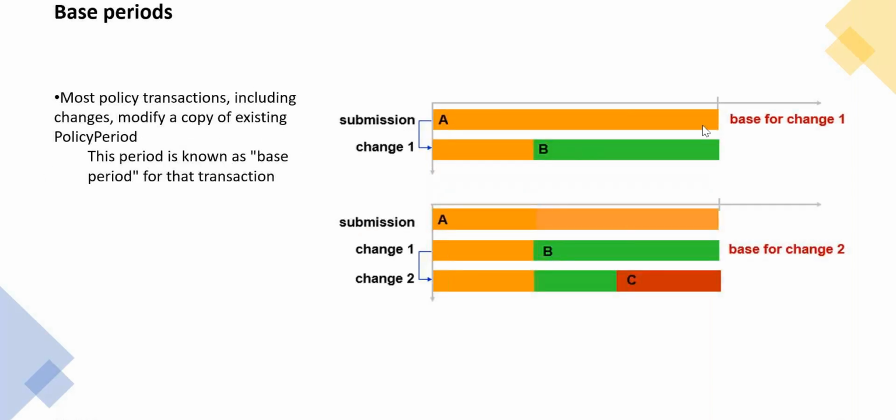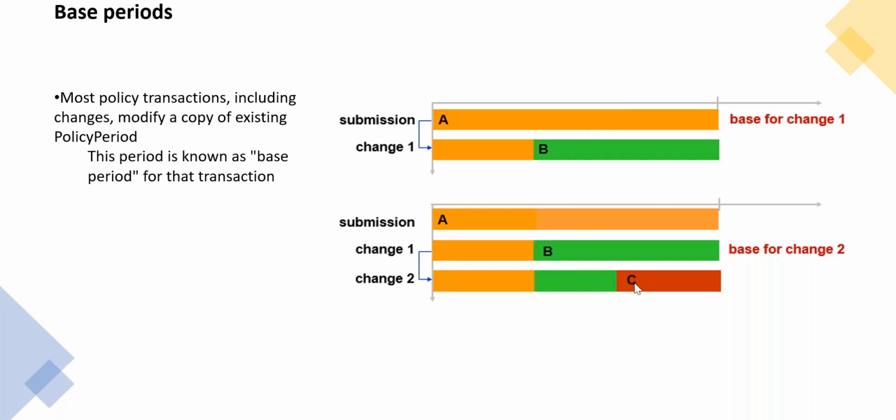Now base period, I've already explained. Base period is, let's say, for whatever changes you are doing in policy change B, the previous transaction from which they need to take the reference and pull the transaction. So if I'm creating transaction B, transaction A will become the base period, because that is the latest bound period.